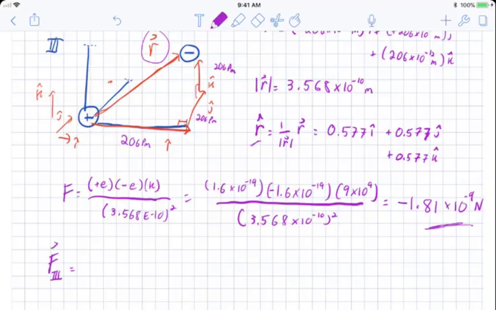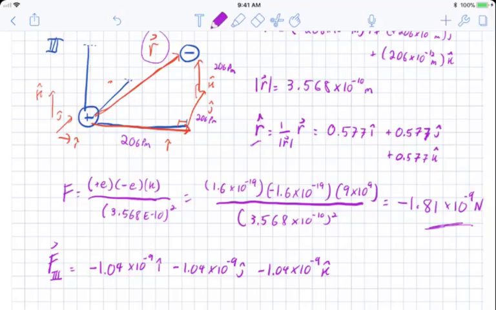Force vector. Minus 1.81 times 0.577, which gives minus 1.04 times 10 to the minus 9 i hat, minus 1.04 times 10 to the minus 9 j hat, minus 1.04 times 10 to the minus 9 k hat. Okay, so that's the force from one of them.